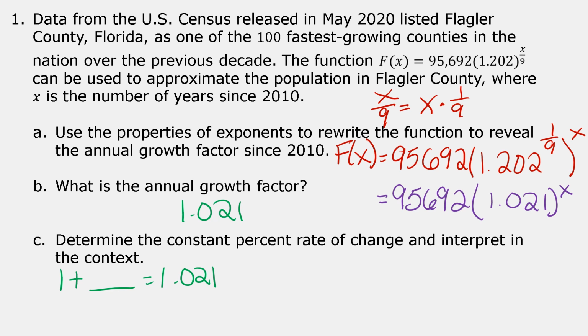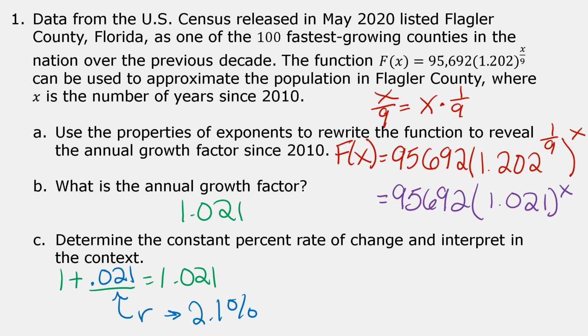So it should be 0.021. That would be our R. Which would be what as a percentage? 2.1. And so for our answer, though, we're going to write it as a sentence. We're going to write it in the context of this problem.